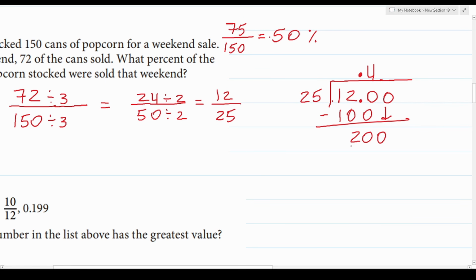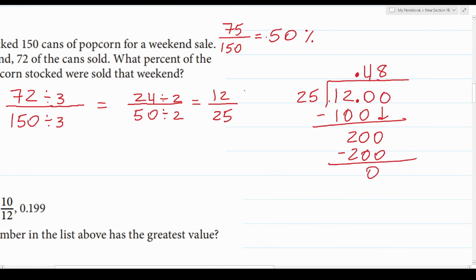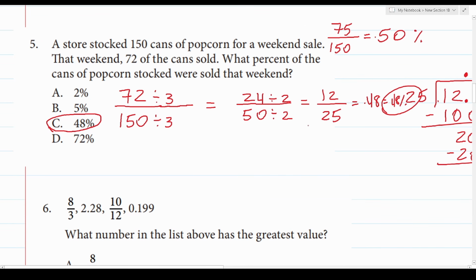Now the question is, how many times does 25 go into 200? Well, 25 goes into 100 4 times. Therefore, 25 goes into 200 8 times. 25 times 8 is going to be 200. 200 minus 200 is 0. So we can see that this is 0.48, which is the same as 48%. Okay, so that's that one. Let's go ahead and move on.